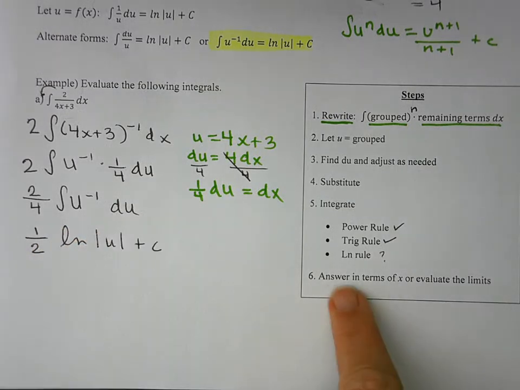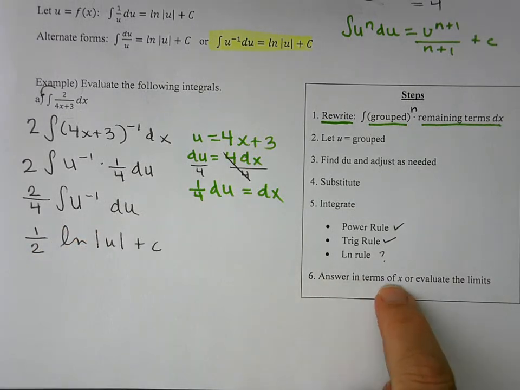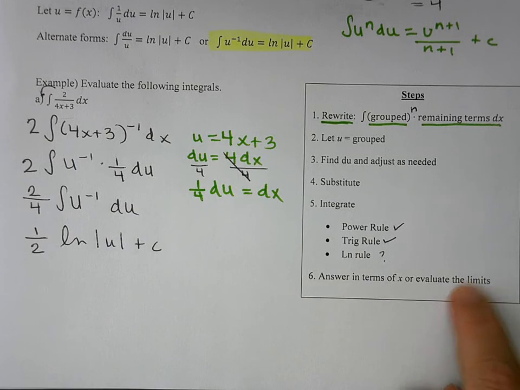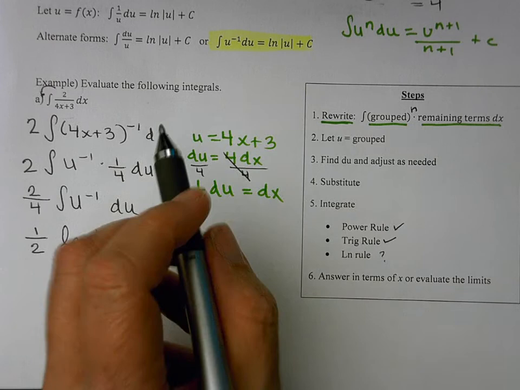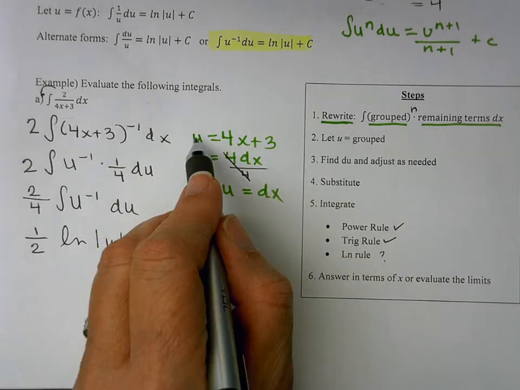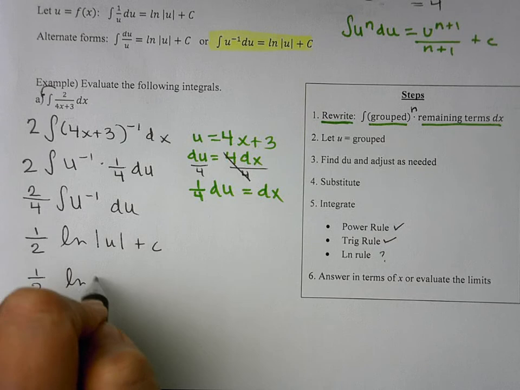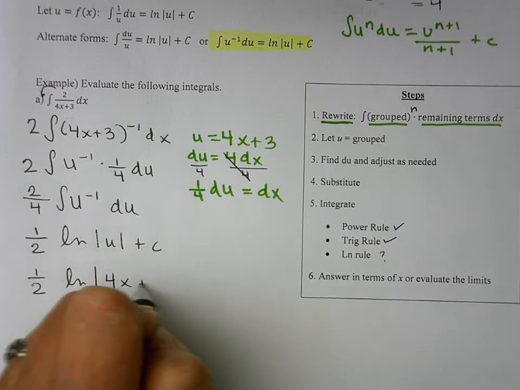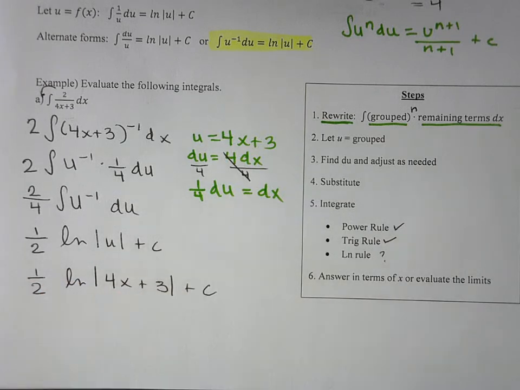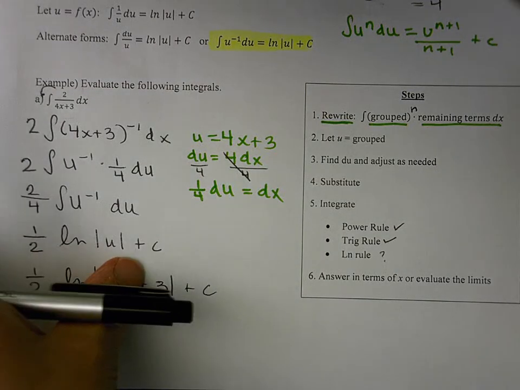And then our very last step is we want to answer in terms of x, or we should be evaluating our limits. But there are no limits, so we're just going to go back into terms of x. So I'm going to take that 4x plus 3 right here and substitute it back into the equation. And there you have it. Ta-da. Okay, let's take a look at another problem here.